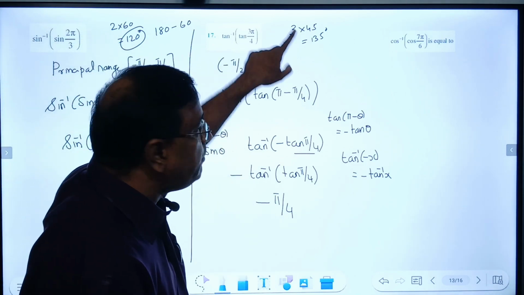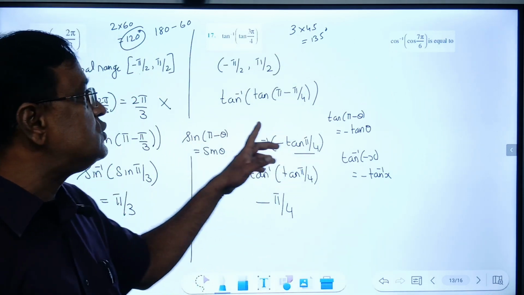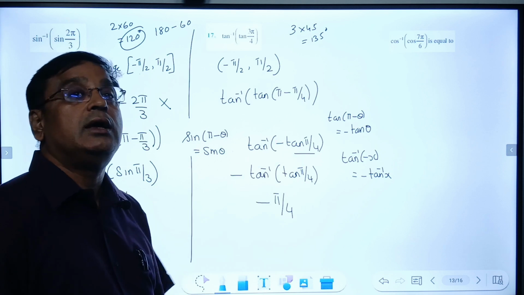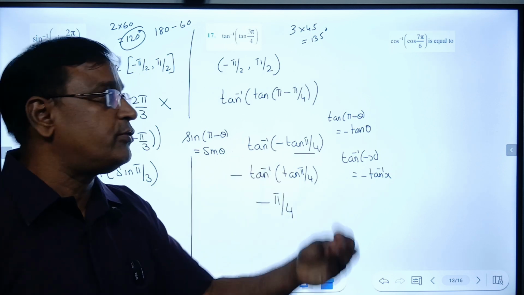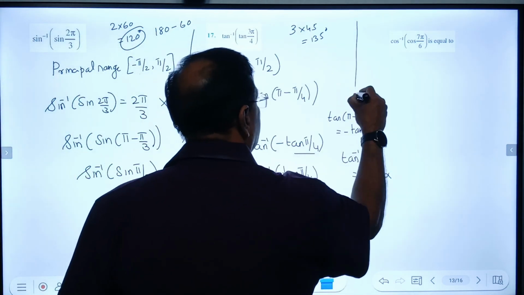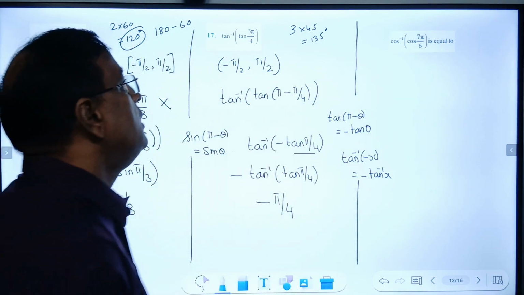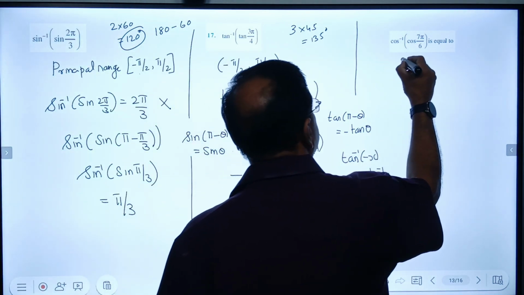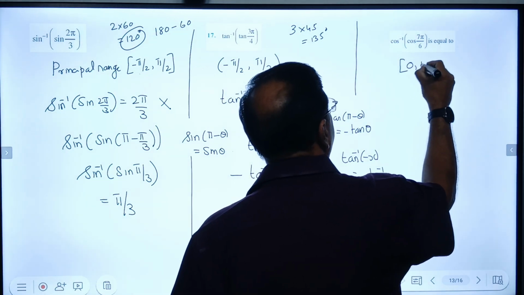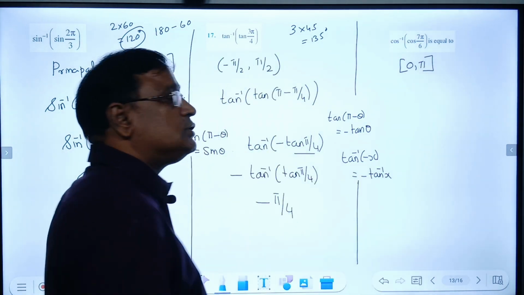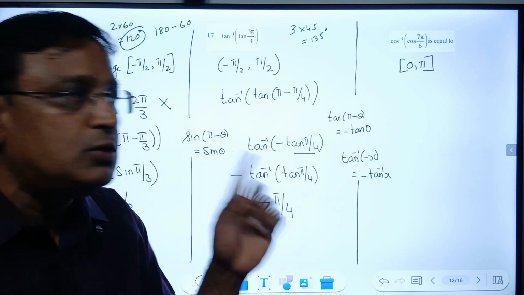So if you write 3 pi by 4, everything is gone. So make sure when you're using this formula that x lies in the principal range. Very, very important concept, very, very important type of question. Now look at cos inverse. The principal range of cos inverse is 0 to pi. Don't forget that. 0 to 180.